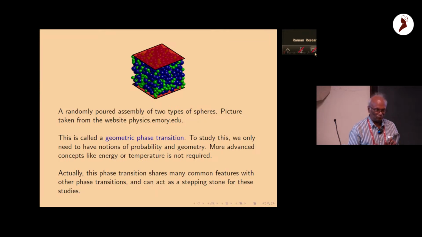So I am sure you have already read some other phase transitions, but I am saying that we don't have to know about them. You can forget about them and you can learn about percolation. And then when you study some other phase transition, you can go back and see that some of the notions you learnt here may be useful there. Okay.